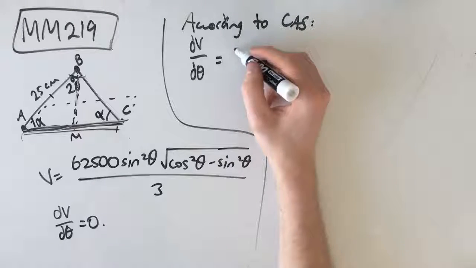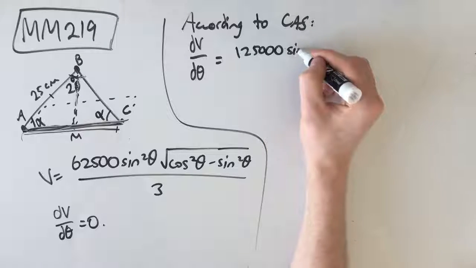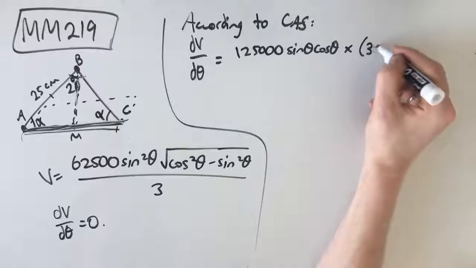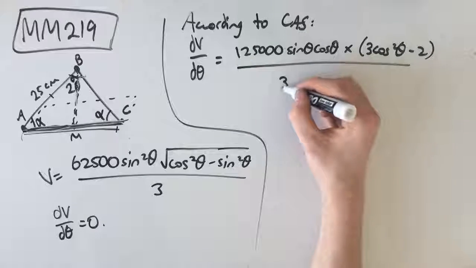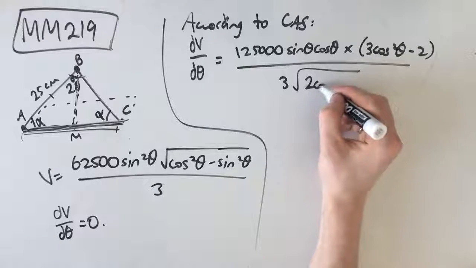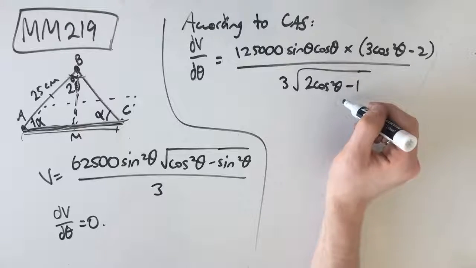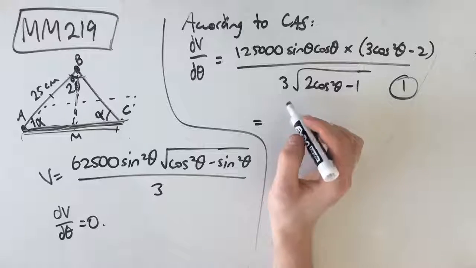So dV d theta is equal to 125,000 sine theta cos theta times 3 cos squared theta minus 2, over 3 root 2 cos squared theta minus 1. I have no idea how they get this. Just do it in your CAS and you'll be fine. So that's your first mark, getting what dV d theta is.